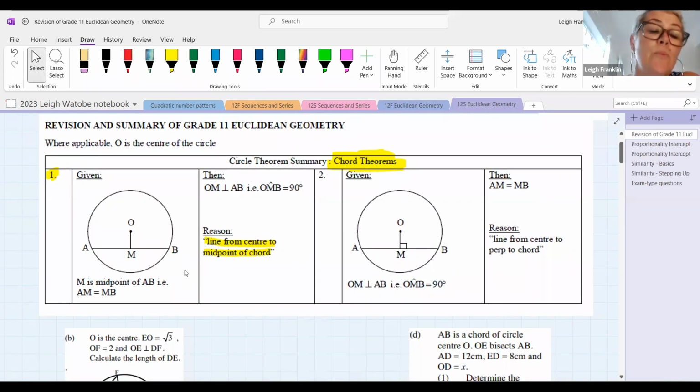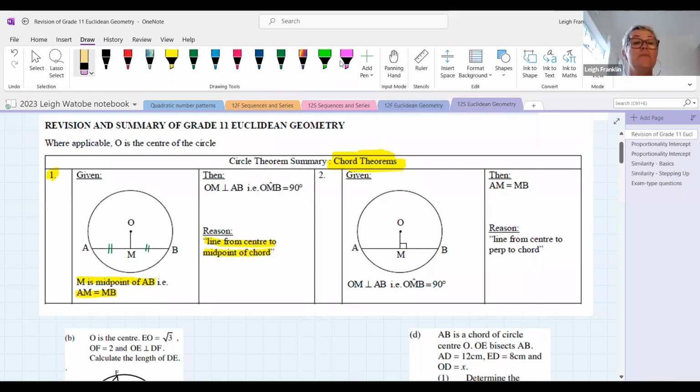Okay, so when we're using the reason line from center to midpoint of chord, we have been told that M is the midpoint of AB. So in other words, AM equals MB. We know that that line segment and that line segment there are equal. This allows us to conclude that OM is perpendicular to AB, or another way of saying it is that angle OMB is 90. So if you're proving the angle at M is 90, the reason is line from center to midpoint of chord.